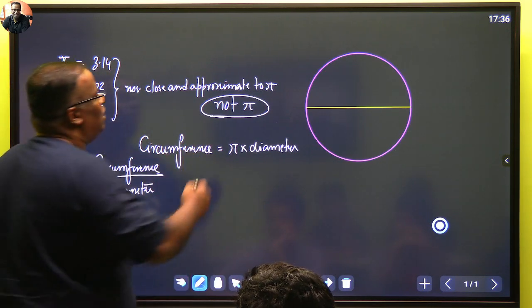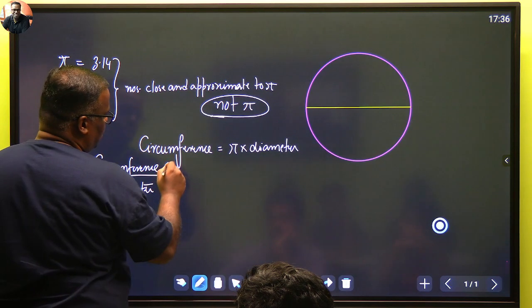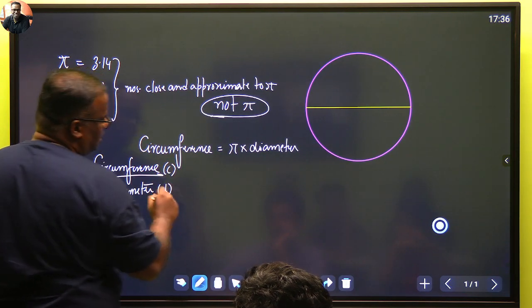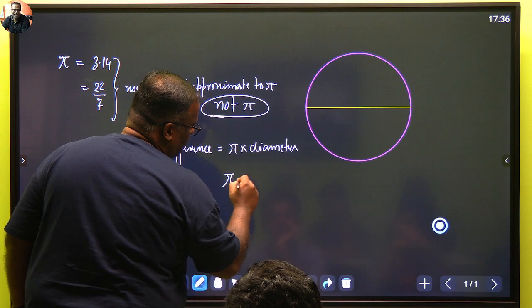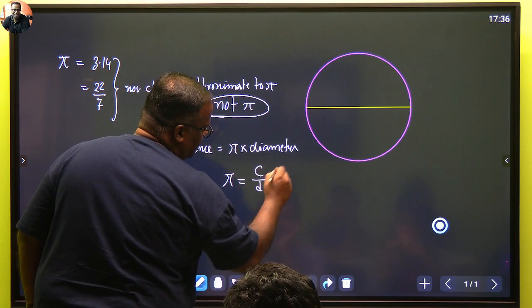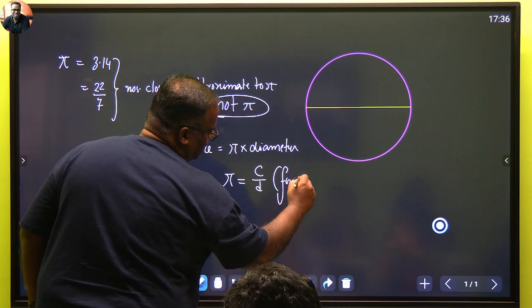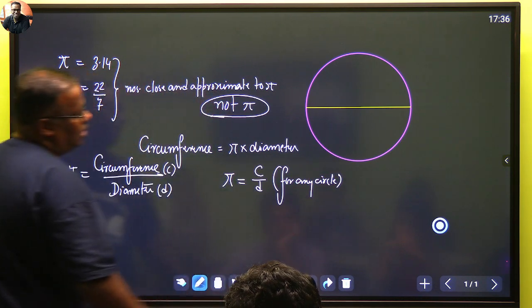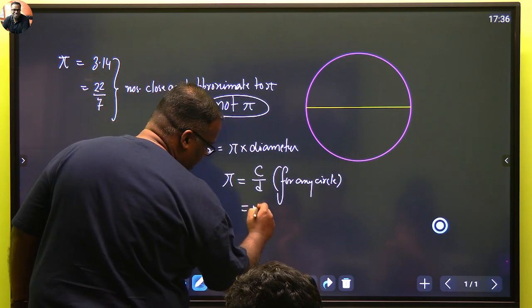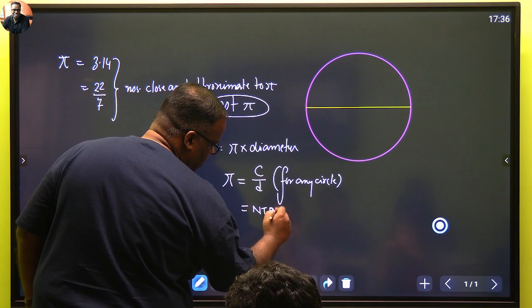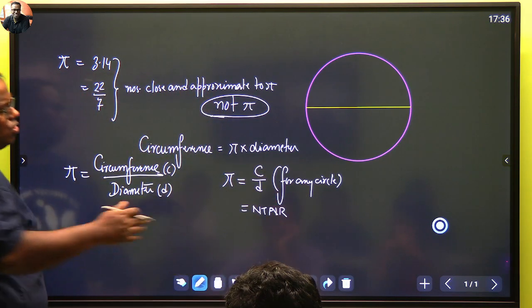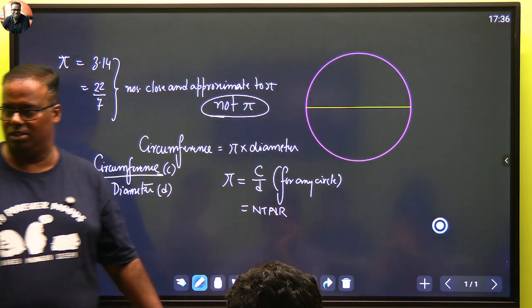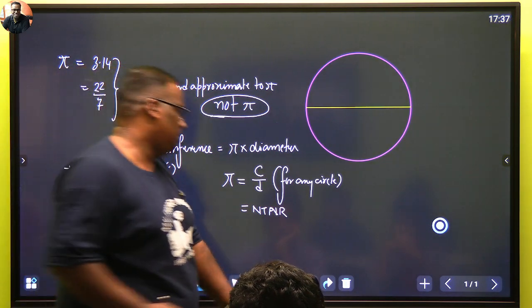So when you do, and let me call circumference as c and let me call the diameter as d, when you start solving pi equal to c by d, this is for any circle, then we find that this gives me an NTNR, non-terminating, non-repeating decimal. It goes on. They say Aryabhata also calculated it and all. So the assumption is like this.